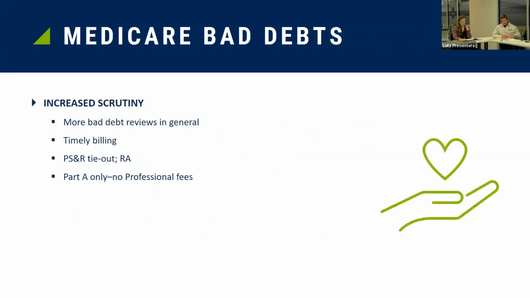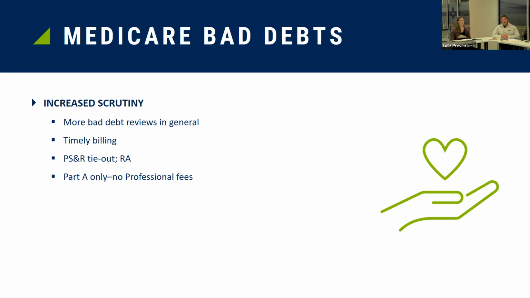And then just lastly, from the bad debt side, I just want to reiterate that MACs are giving this more scrutiny. Pay attention to the timely billing. They have mentioned in recent education, so this is specific to WPS, but they tie out bad debts to PS&R and remittance advice. And some of the things that they're looking for, wrapping into bullet point number 4 there, is that it's only for Part A bad debts that can be claimed on the cost report. It is not professional fees.